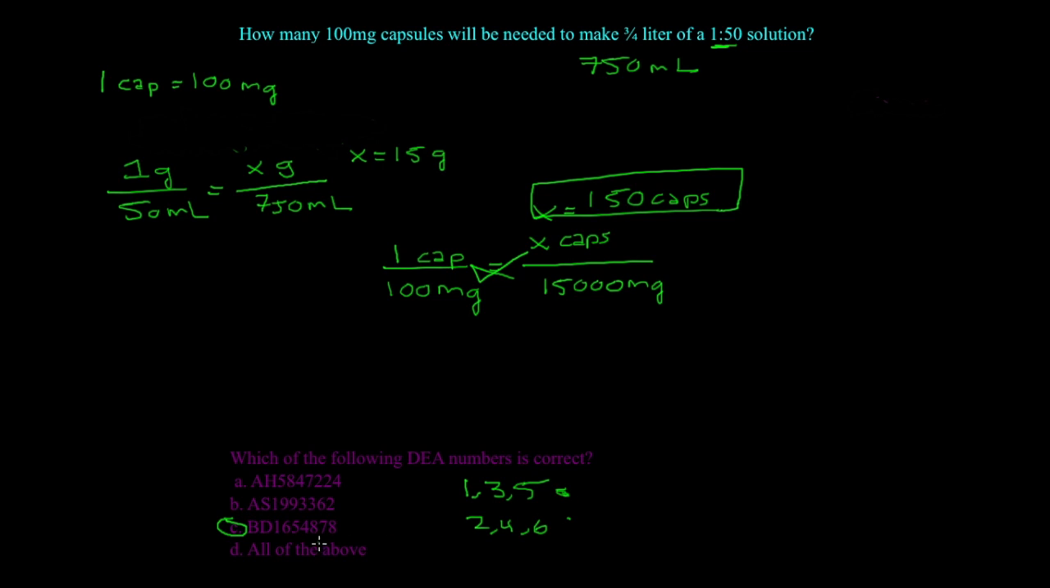So if we do that, 1 plus 5 plus 8 is going to equal 14. And the second, fourth, and sixth number, that's going to equal 17. We multiply the 17 by 2, which gives us 34. And then we add these two numbers together, which is going to give us 48. And the last digit is going to be 8. So we know that C is the correct answer.